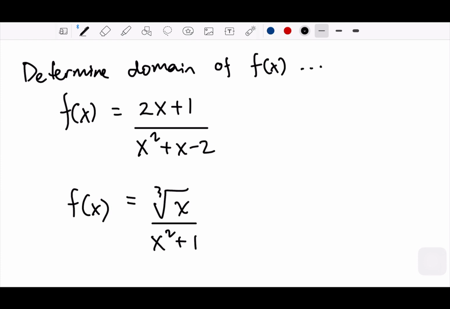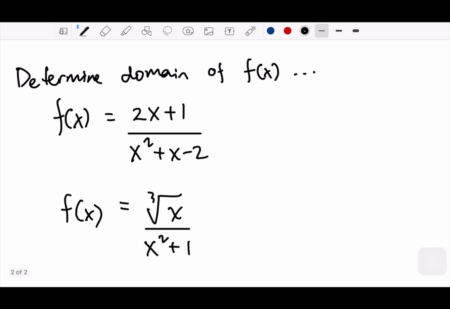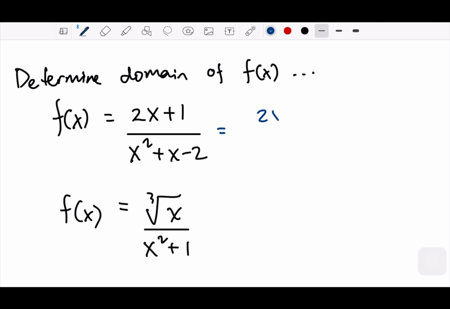Okay? For example, the first one, you have the denominator that is a quadratic. So perhaps you can check if it can be factorized or not. That's the first thing. So let's check the factorizations. I think this, right? 2x, yeah.